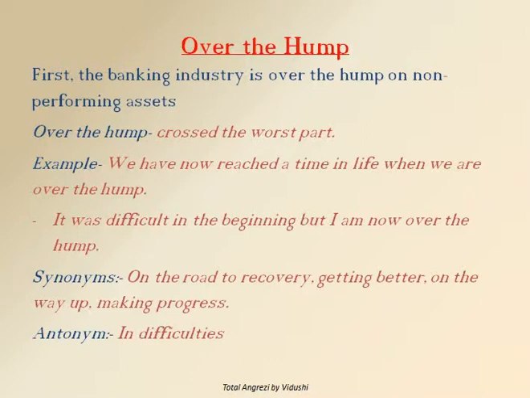Another example, it was difficult in the beginning, but I am now over the hump. So maybe here the person is talking about a task which seemed difficult in the beginning, but now he or she is over the hump, which means they have overcome that difficulty. So you can use synonyms like on the road to recovery, getting better, on the way up, making progress, which means to say that you are moving on from that phase of difficulty. An antonym or opposite of this phrase would be you are still in difficulty and you're not overcoming it.